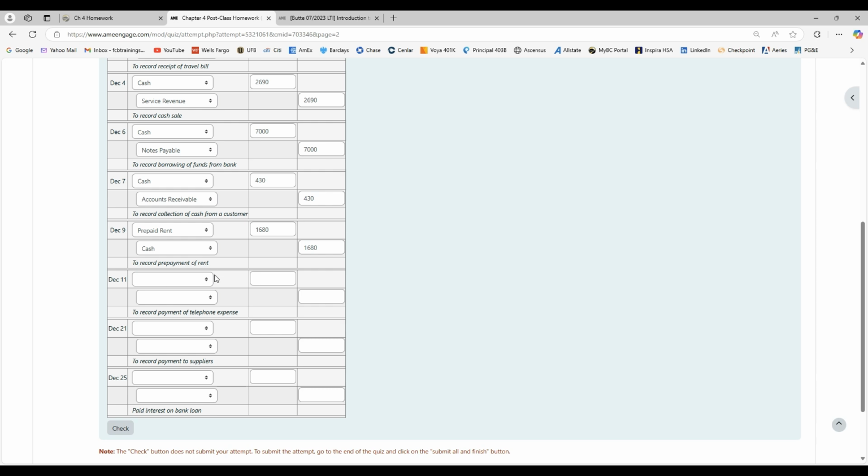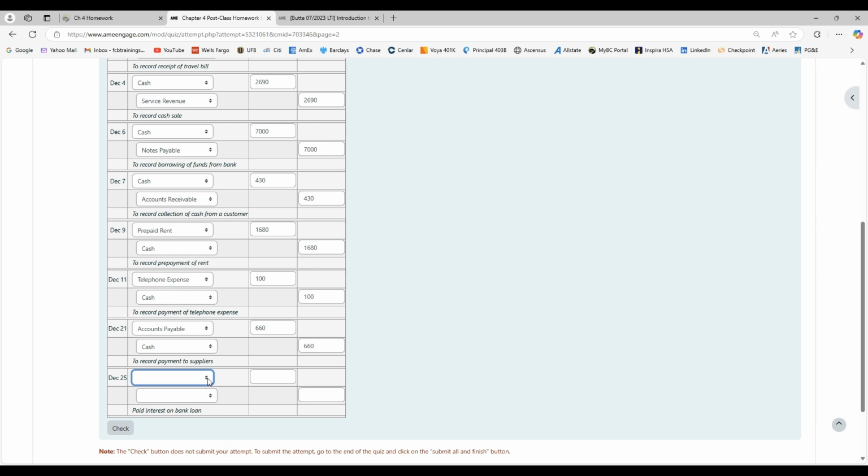Okay, we paid the telephone expense of $100 for the month with cash. $100. So we're reducing cash and increasing our expense. We paid $660 to reduce the amount owed to a supplier. So in this one, we're going to debit accounts payable to reduce it, and then credit cash to reduce that as well.